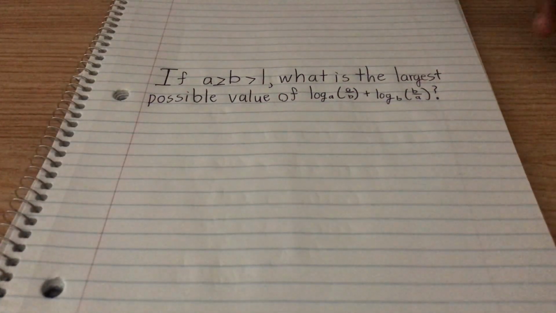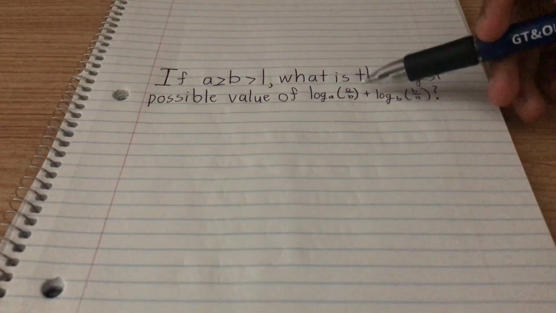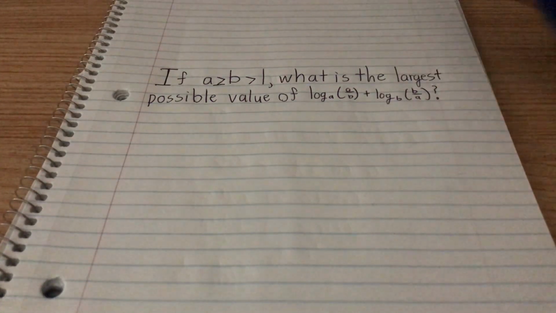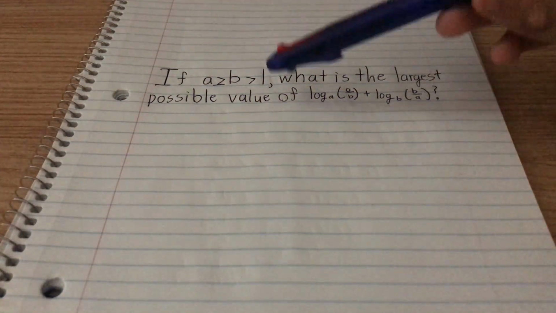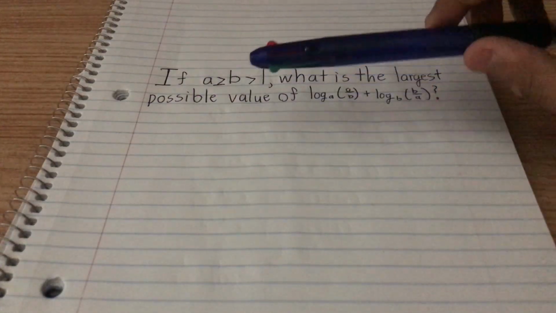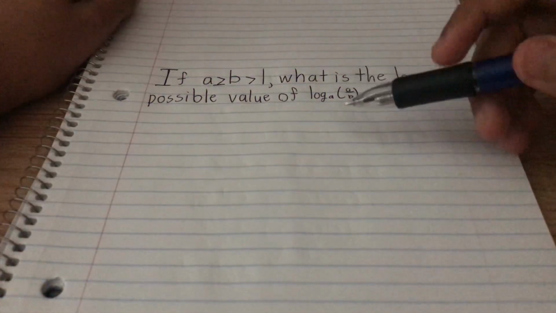If a is greater than or equal to b is greater than 1, what is the largest possible value of log base a of (a divided by b) plus log base b of (b divided by a)? Right away, when you see this largest possible value, you should immediately think of the AM-GM inequality, because you might be able to manipulate some type of expression to give you some large value. But first, let's do the obvious.